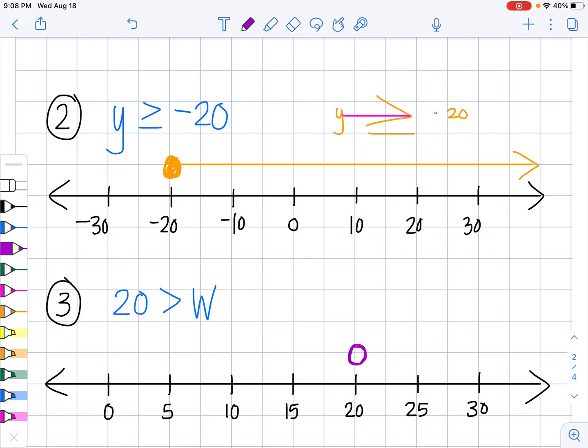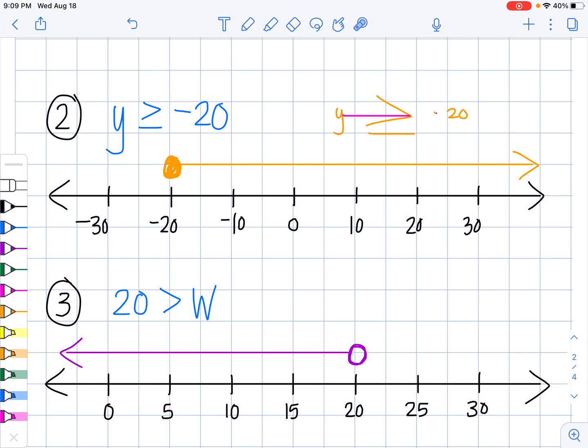Now I have to figure out, where are my numbers going to be shaded? Am I going to be on the left-hand side here, or am I going to be on the right? Okay, so this says that 20 is bigger than w. W is just a number, so 20 is going to be bigger than my number. So if 20 is bigger than my number, then my number is actually smaller than 20. So I'm really going to be going this way.